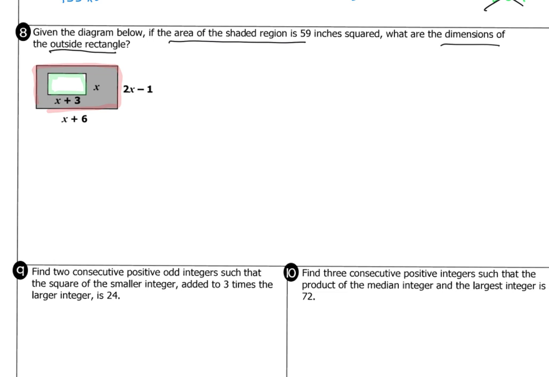So what does that look like? The area of my outer rectangle is going to be 2x minus 1 times x plus 6, right? Multiplying the length and the width here. And if we subtract the area of the inside rectangle, which would be x times x plus 3, then we will equal the area of the shaded region, which is 59. All right. Now again, it is always the same steps, it's just a different arrangement.